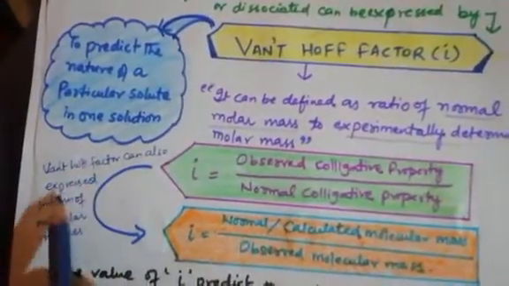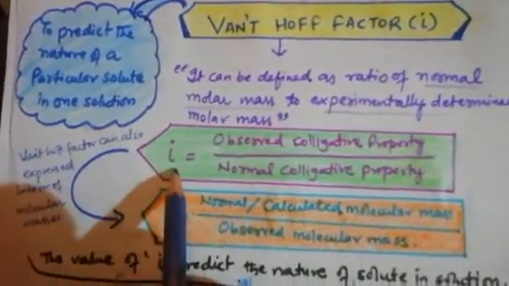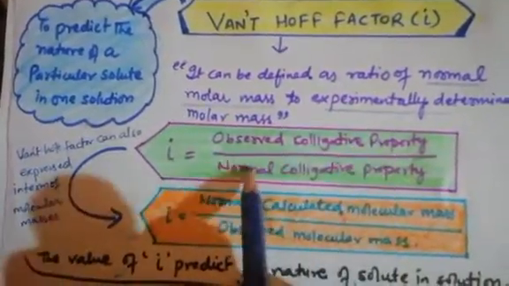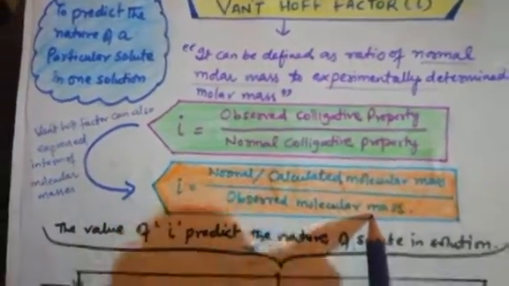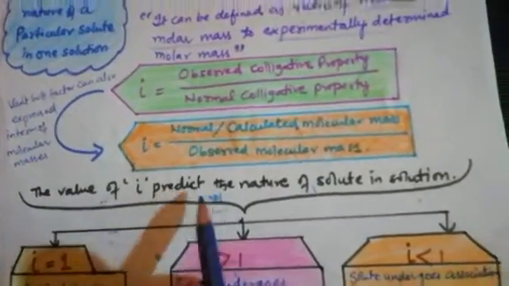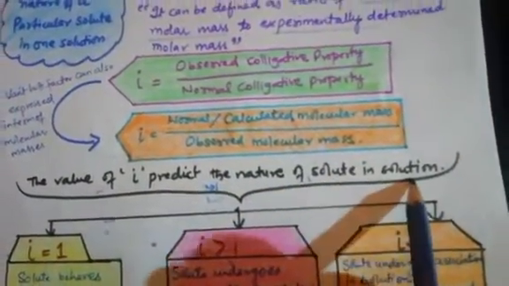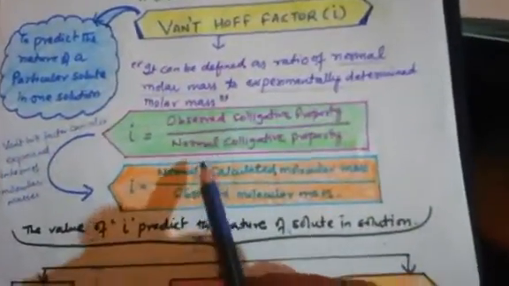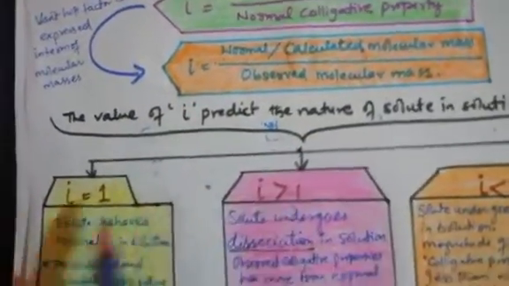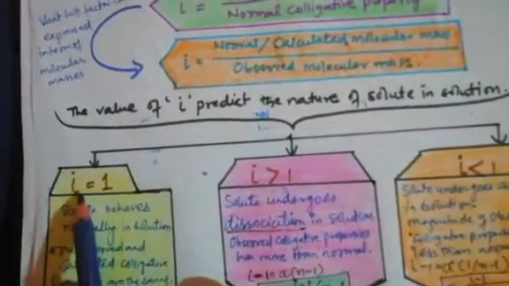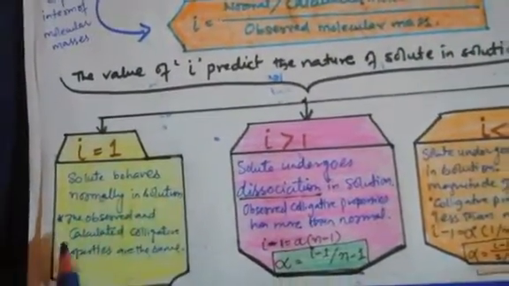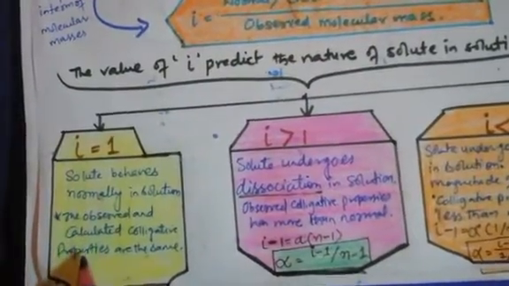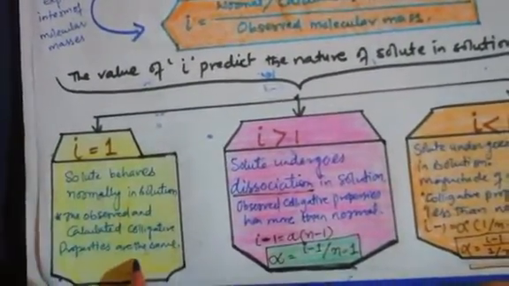So the Van't Hoff factor can also be expressed in terms of molecular mass. So i is the observed colligative property upon the normal colligative property, or you can say calculated molecular mass upon observed molecular mass. Let's discuss the value of i, how it can predict the nature of solute in solution. There are three conditions. If the Van't Hoff factor i is equal to 1, if it is unity, then the solute behaves normally in solution, and the observed colligative property is equal to the normal colligative property.